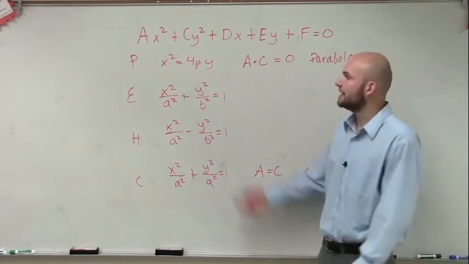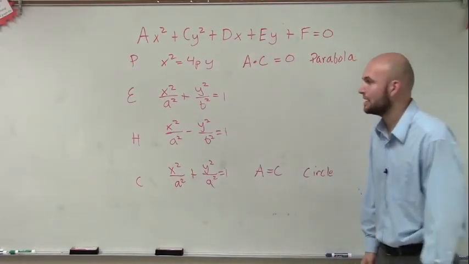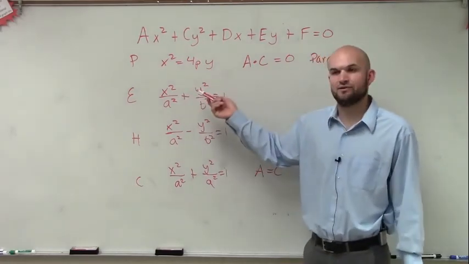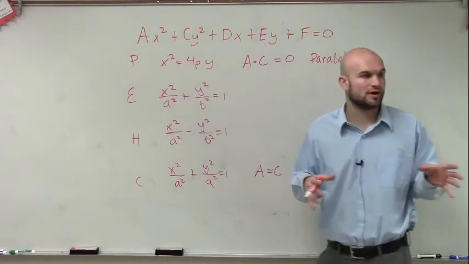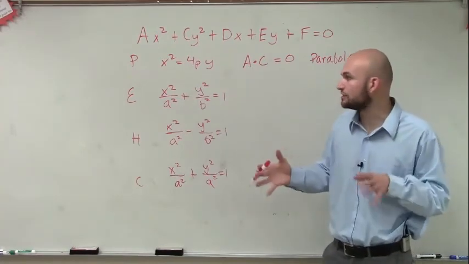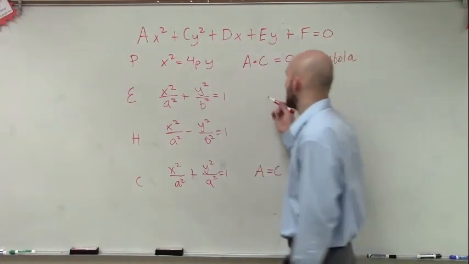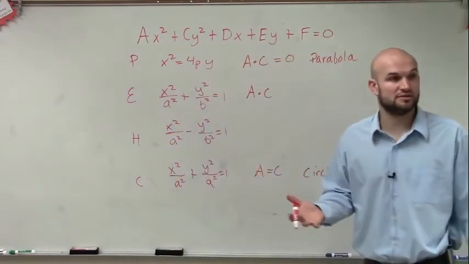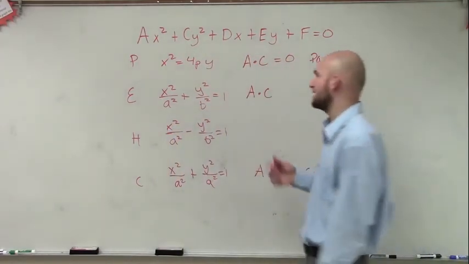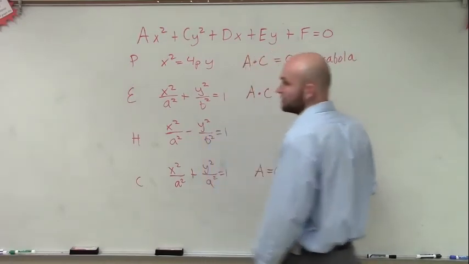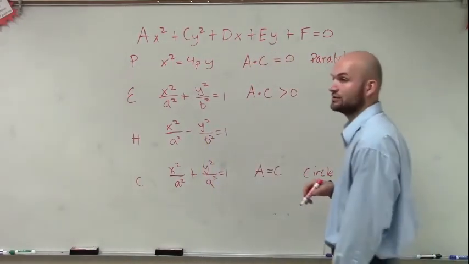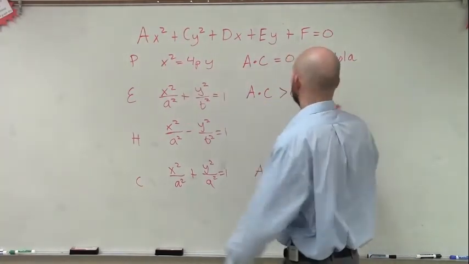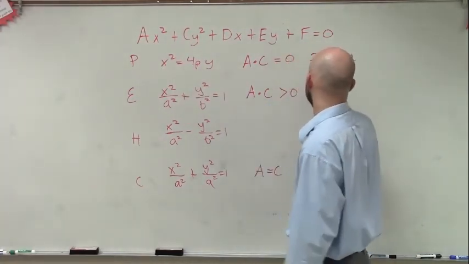Now let's take a look at an ellipse and a hyperbola. Notice, ladies and gentlemen, that in an ellipse we're always adding the x squared and the y squared. So if I multiply a times c, that value has to be greater than 0, since two positive numbers are always going to add to greater than 0. So if you find your a and c, multiply them, and it's greater than 0, then you have an ellipse.